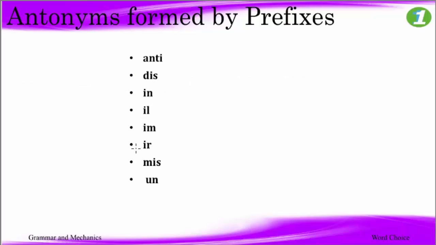So let us look at some examples of prefixes. Anti, dis, in, il, im, ir, mis, and un. Remember, the definition says that the prefix is one or more syllables that you add to the beginning of the word to create a new word. The anti is an example of a two-syllable prefix. Anti. Two syllables. All the others here are one syllable.